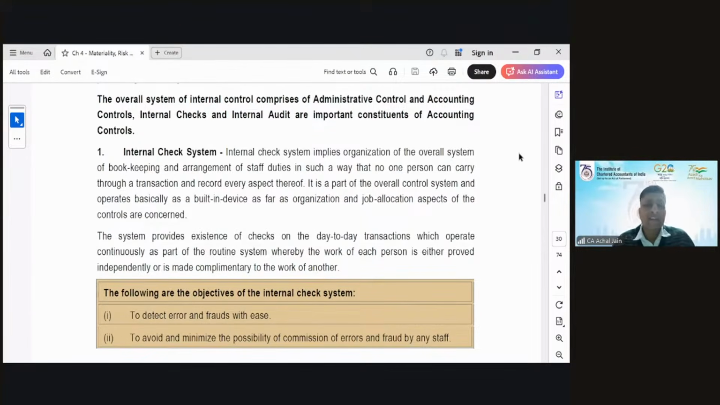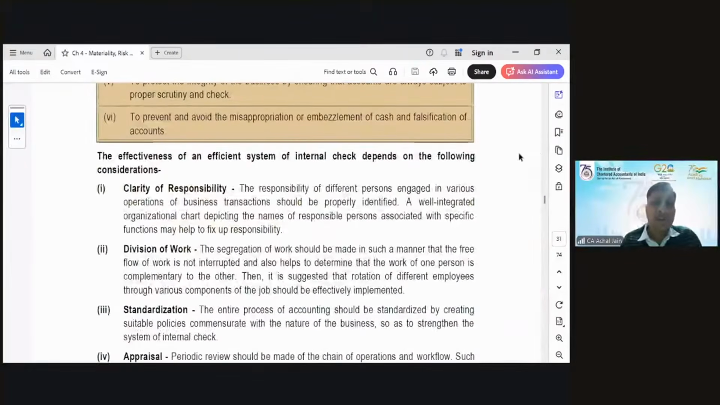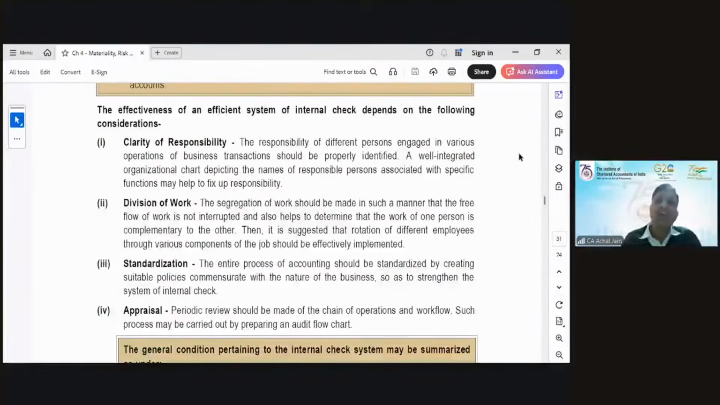So, internal check system. For a day-to-day transaction, what should you have? At least for the transaction which is done, somebody is there to review that. Yes or no? For this, there has to be a clarity of responsibility, division of work. Okay, maker checker, very good. So that's exactly the point.